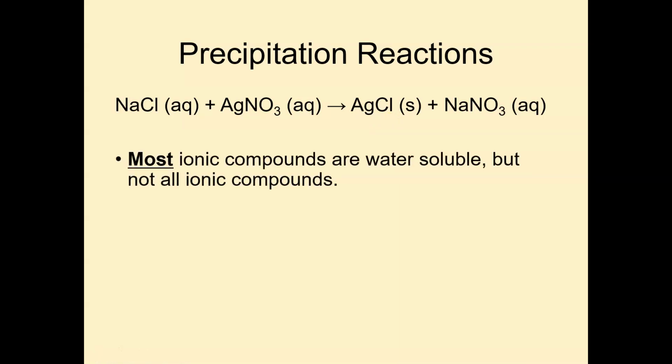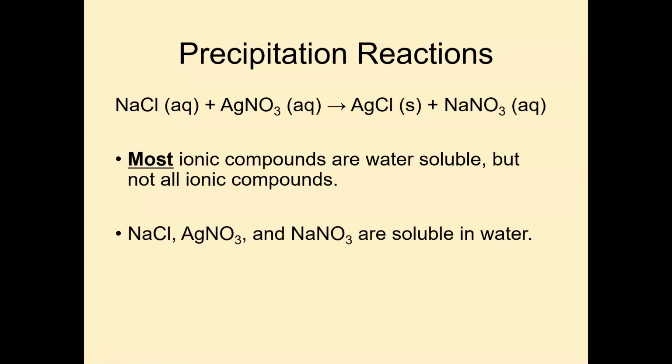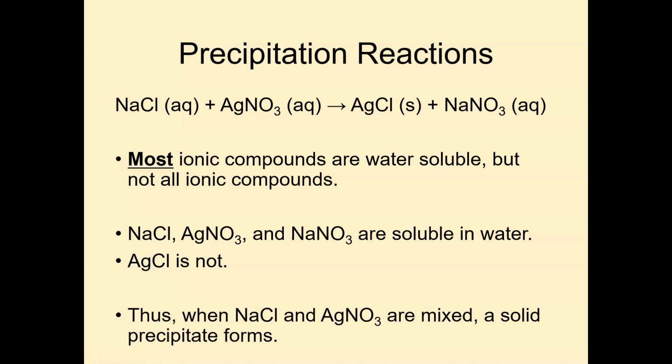So we've talked about the solubility of ionic compounds in water. Most ionic compounds are water soluble, but not all ionic compounds are water soluble, and that's evidenced by the fact that you get a precipitation in this reaction. The precipitate is silver chloride. So in this particular case, sodium chloride, silver nitrate, and sodium nitrate are soluble in water, but silver chloride is not, and so it precipitates out of the solution. So when you mix sodium chloride and silver nitrate, as you saw in the video, a solid precipitate will form.